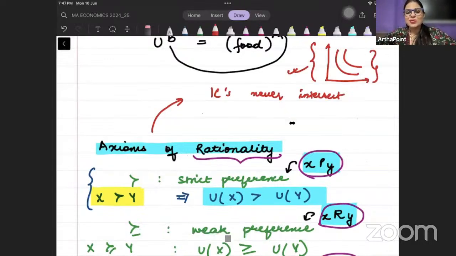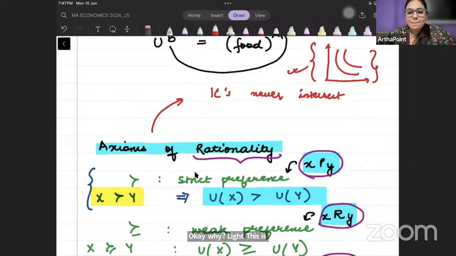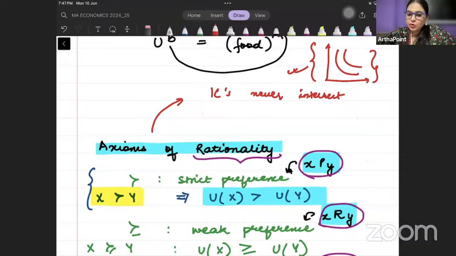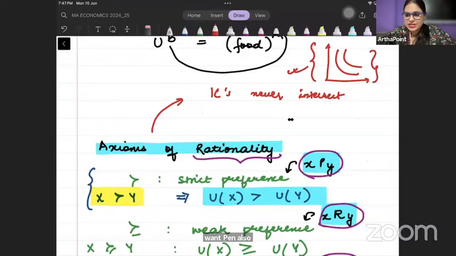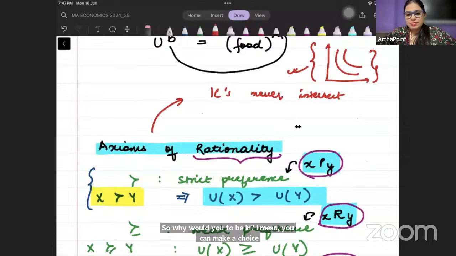Okay, this is good. I like this example. Complementary goods, again, they follow completeness. You can tell that I want both the goods. You can tell I want pen also and ink also. So when you can tell, completeness is there. I liked this example of life and death, but somehow everyone would want to live, right? So you can make a choice that I want to live. Not sure, but this example is a perfect one.